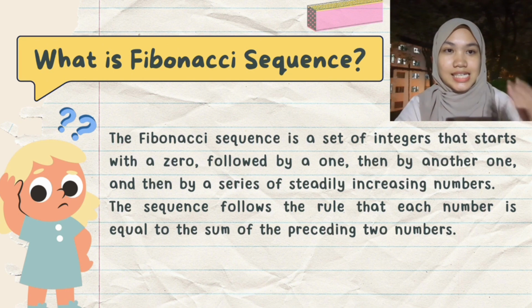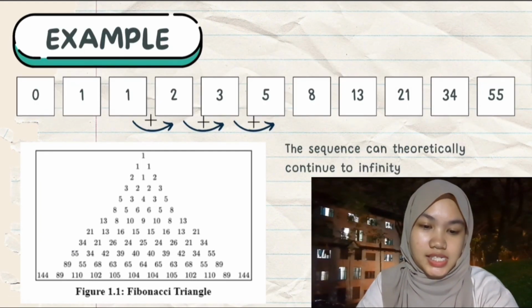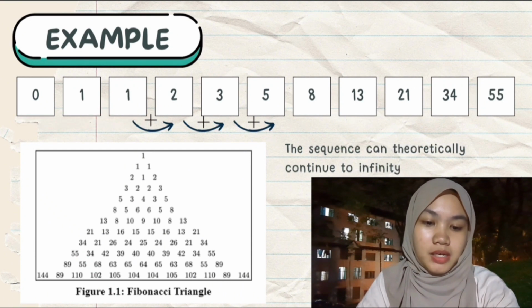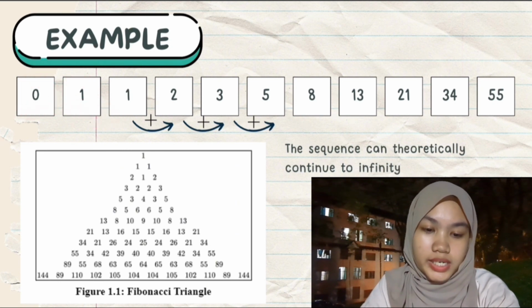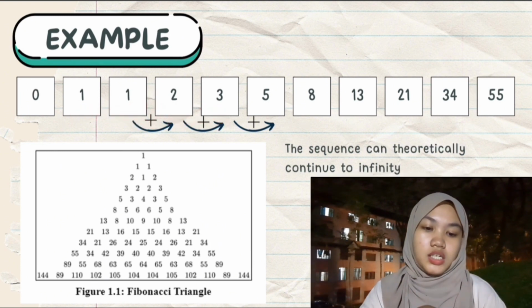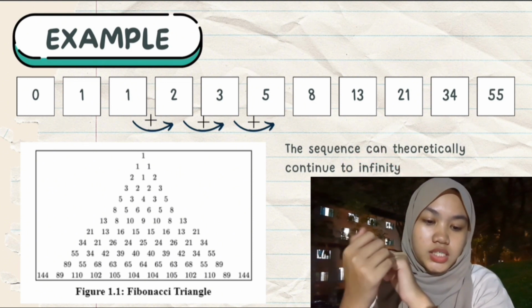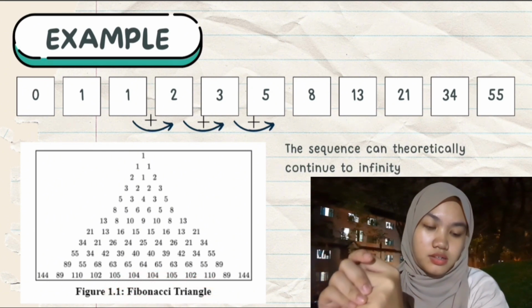Okay, for more clear understanding, let me show you how the Fibonacci numbers are formed. As you can see here, the Fibonacci sequence starts from 0, then 1, and then another 1. So we sum the previous two numbers: 0 plus 1 equals 1, 1 plus 1 equals 2, and 1 plus 2 equals 3, and so on. The sequence can theoretically continue to infinity. We can also present the Fibonacci numbers by using the Fibonacci triangle. We can get the same result.